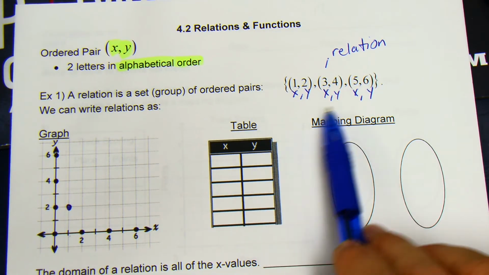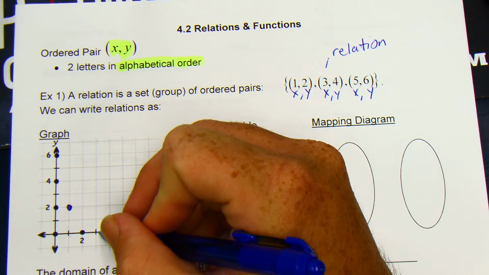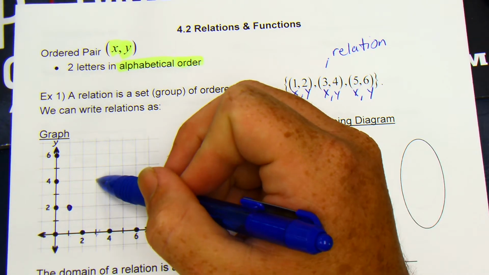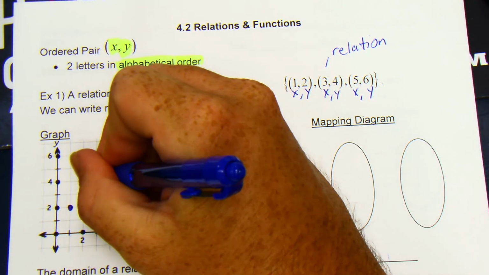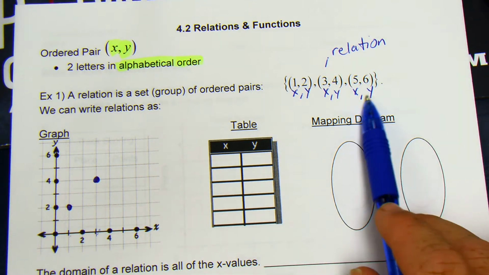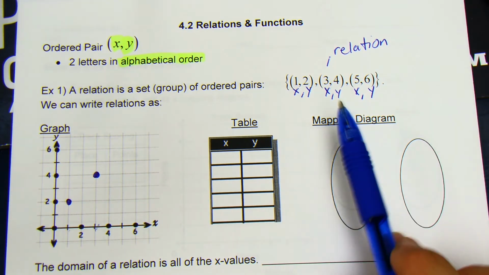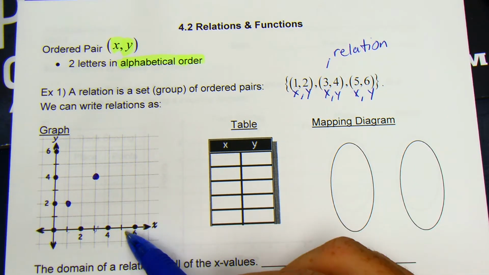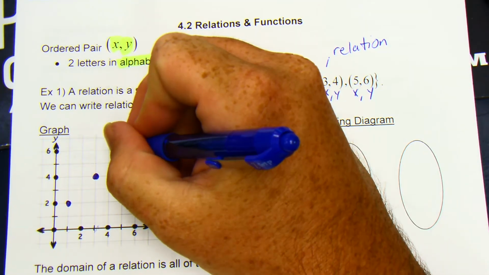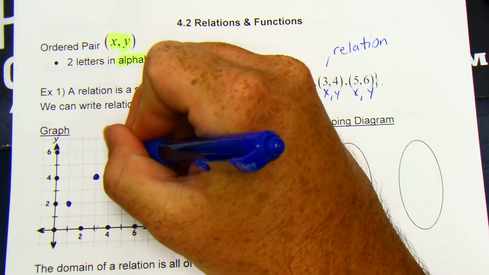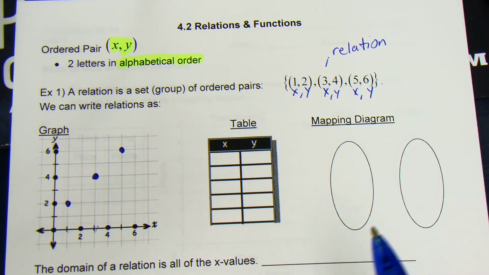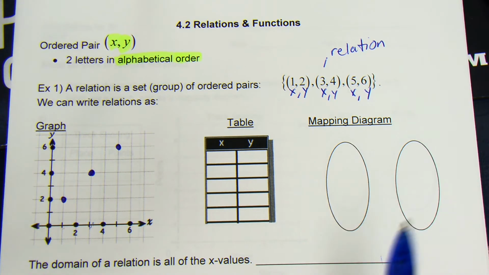Now my next point is 3, comma 4. So I go to 3 on the x-axis, 1, 2, 3, and then I go up to 4 on the y-axis. That is 3, comma 4. My next point is 5, comma 6. Remember, always x, comma y. So I go to 5 on my x-axis, between 4 and 6, and then up to 6 on my y-axis. If we connected these dots, it would make a line. Right now, this is a discrete graph because there's no line connecting it. So that's one way that we can write a relation.